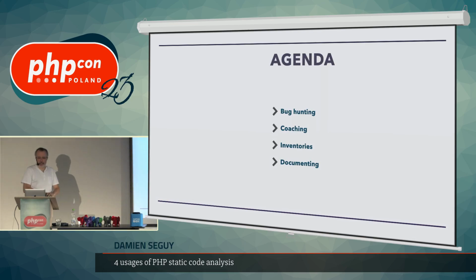So what are we going to look at during this hour? We're going, of course, to start with bug hunting, which is the default usage. We're going to check about training other people using static analysis. That's another usage that's slightly different from the previous one. And then we'll end up with documentation and inventories, which is collecting information straight from the code source, but providing it to a specific audience.